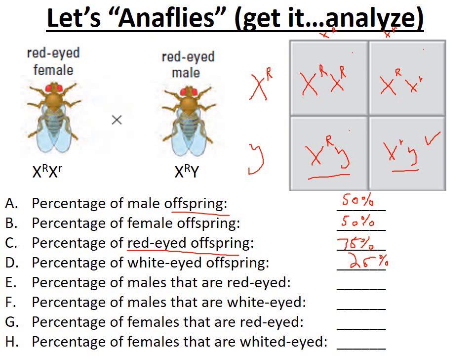Percentage of males that are red-eyed. So now pay attention to that question carefully. Percentage of males, not percentage of offspring. So we're looking at just the males only here. There's 2 males. Of the 2 males, how many are red-eye? 1. So 50% of the males, 1 out of 2, have red eyes. Percentage of males that have white eyes. Well, out of only the males, that's what we're asking here. Out of only the males, how many have white eyes? 1 out of 2, so that's 50%.